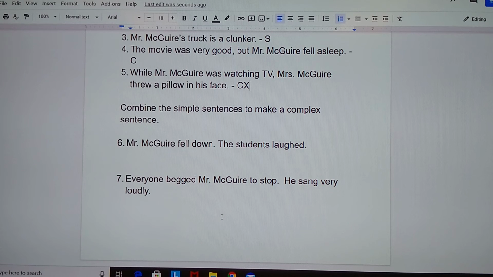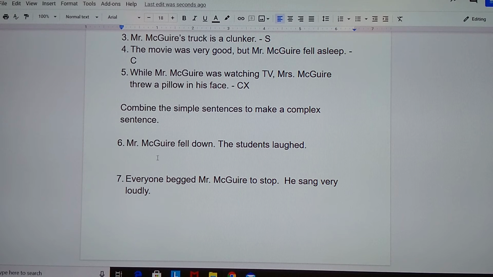Now, combine the simple sentences to make a complex sentence. You can choose the pattern. You got 2 to choose from, and you can choose the joining word. Just as long as it makes sense, you'll get it right. There will always be more than one answer for these, so whenever you do these as an assignment, I'll just look at it and see if your complex sentence expresses a complete thought, if it makes sense.